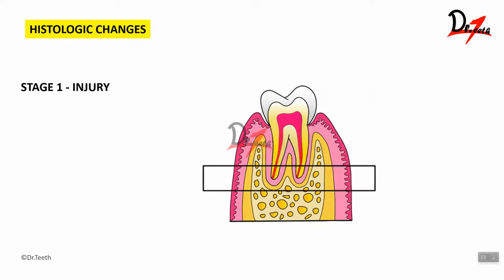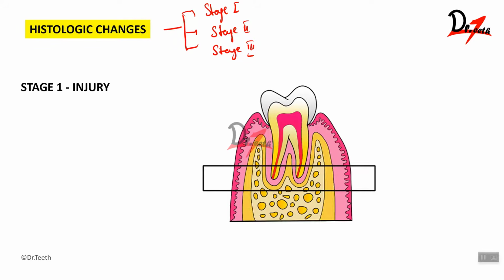Coming on to histologic changes that can be seen. Now, histologic changes can be put into three major categories. We can see the stage of injury, stage 2 which is of repair, and stage 3 is of remodeling. So let's discuss these stages in detail.